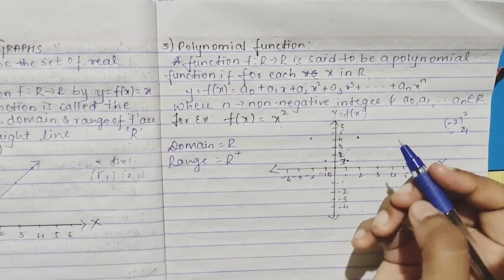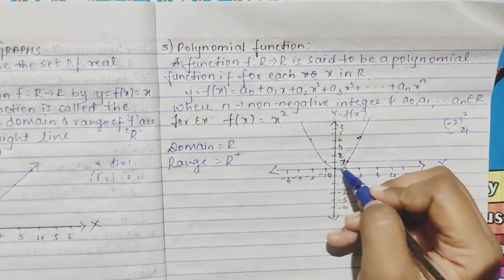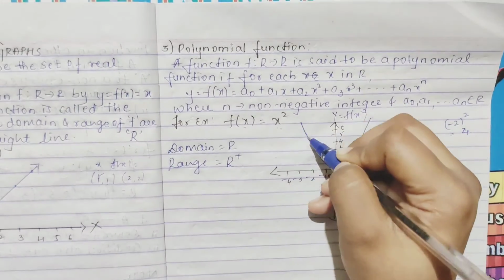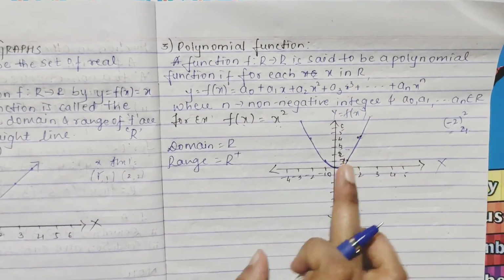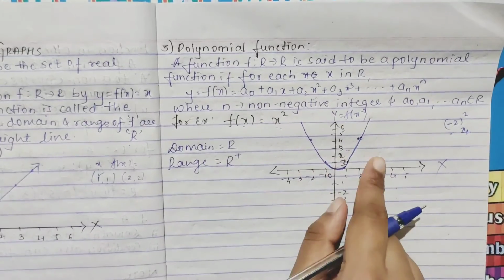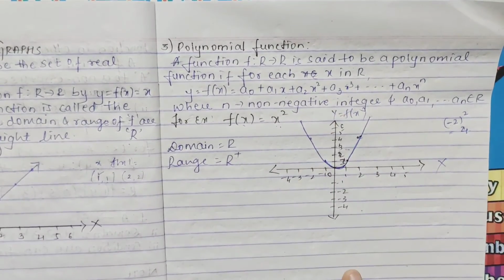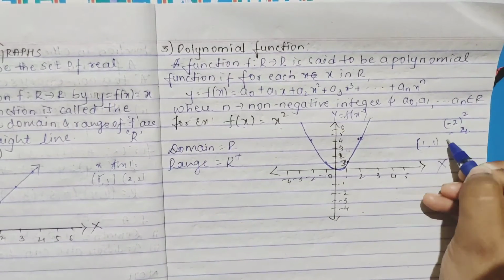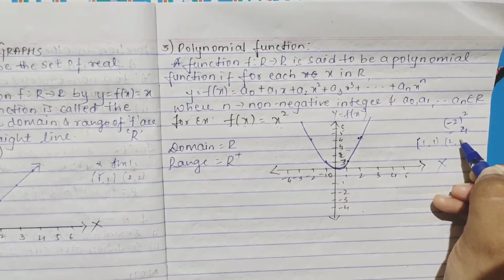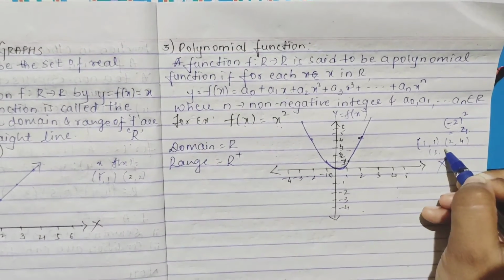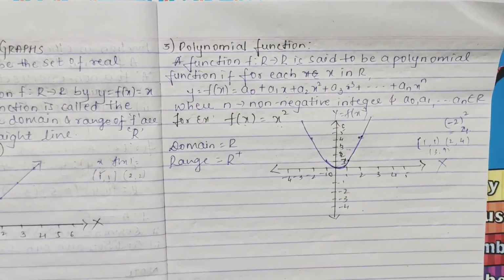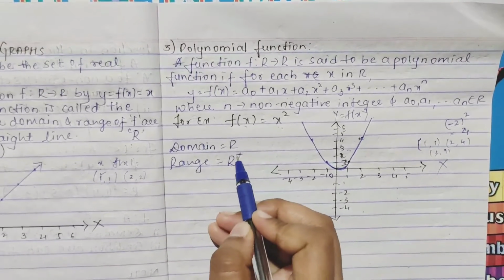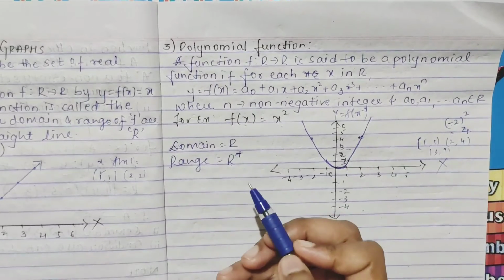So here your graph will be like this, which you call a parabola. You have not studied it yet, but this graph is called a parabola. For x square it will always be a parabola. So here your domain will be real numbers only. For 1 you are getting 1, for 2 you are getting 4, for 3 you are getting 9, like this. So the domain is real numbers, but the range will be only R plus, only positive terms, not negative.